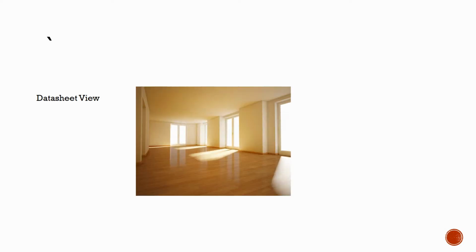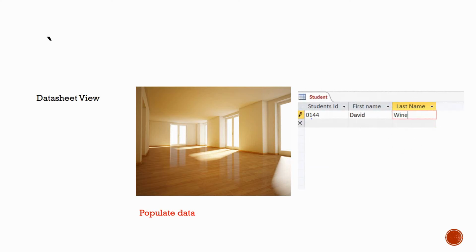So the next view is the datasheet view. And this is basically your finished house, but it's an empty house. So therefore you need to populate the data in the house. You need to put some furniture, so to speak, in your house. So this is how it looks in the database. These are the different columns, and now you need to populate the data. Put in some ID numbers, put in the records of the ID number, the first name, last name, etc.